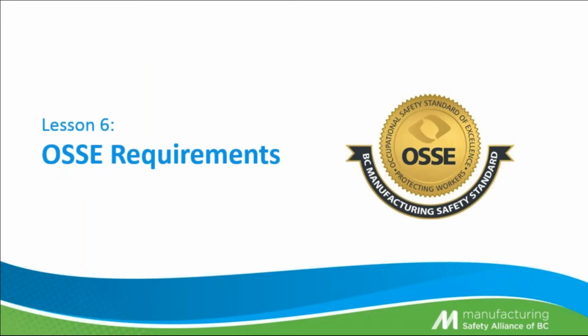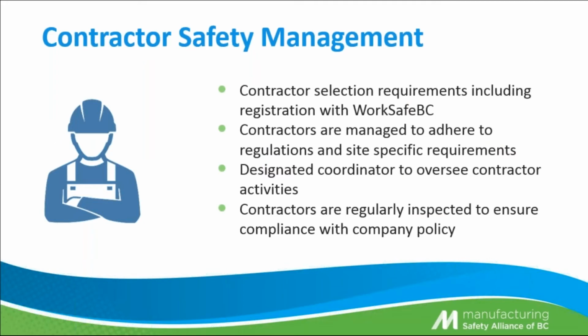Okay, let's move on to lesson 6, the OSSE requirements. The key items for the audit are contractor selection requirements, including the registration with WorkSafe BC. Contractors need to be managed to adhere to the regulations and site-specific requirements. There should be a designated coordinator to oversee contractor activities, and contractors are regularly inspected to ensure compliance with company policy. That's what the OSSE audit is looking for.